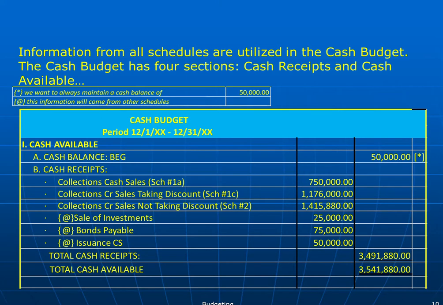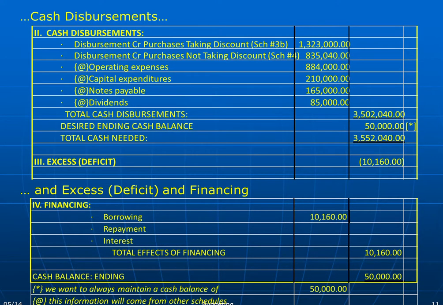And financing activities. Okay, now let's look at cash outflows or cash disbursements. Once again, cash disbursements or uses of cash are going to come from those same three activities: operating, investing, and financing activities. So from operations, we have the cash disbursements that we've made in the month of December for the acquisition of our inventory. That's going to come off of these two schedules right here, Schedule 3B and Schedule 4. This is the amount of credit purchases taking purchase discounts, and this was the amount of credit purchases not taking the purchase discounts. Then we have our other operating expenses. So these three items right here constitute uses of cash from operating activities.